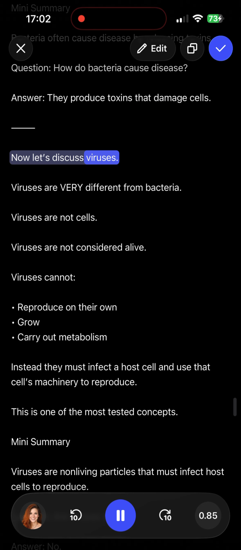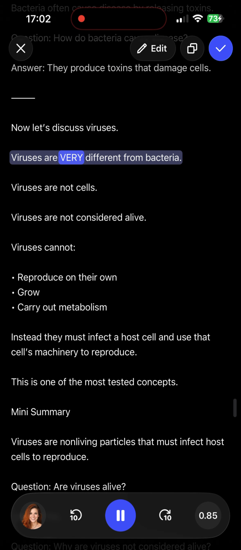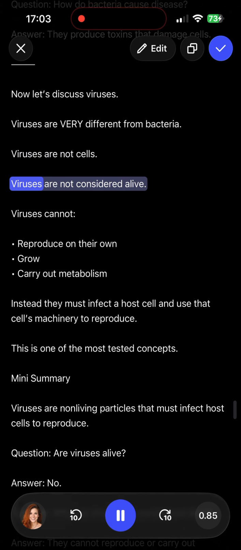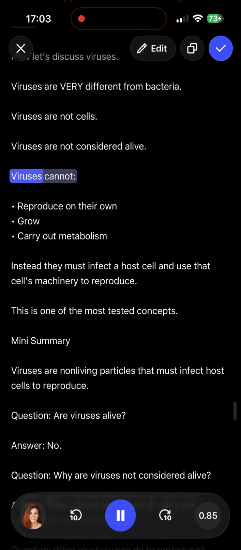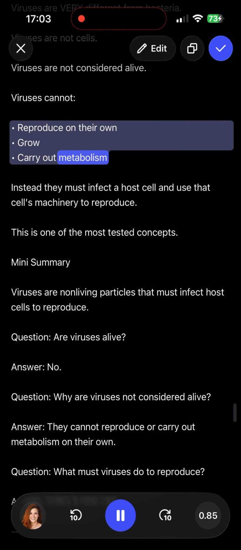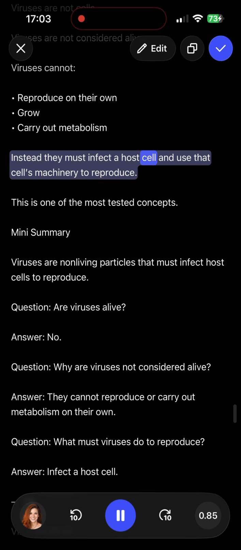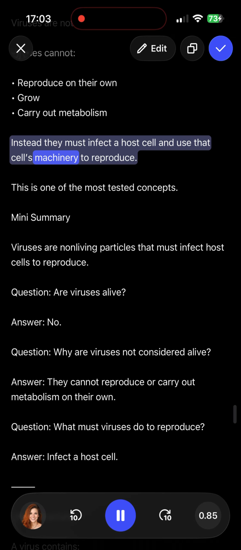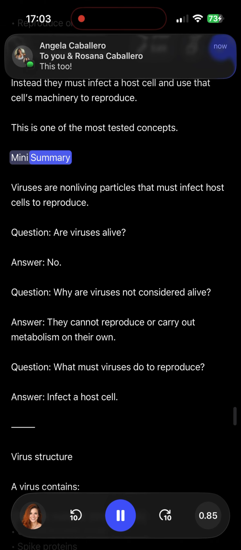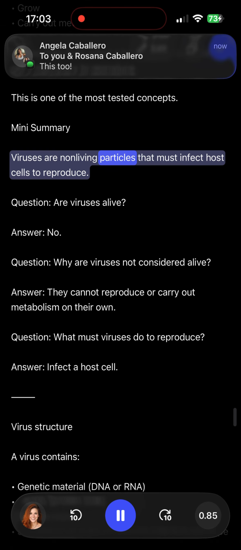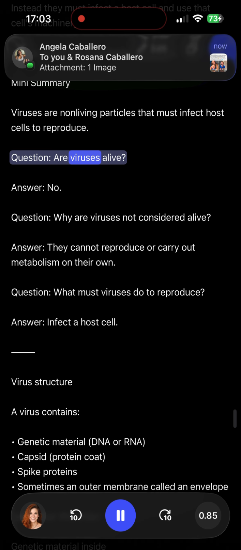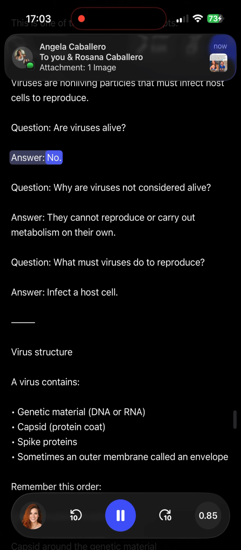Now, let's discuss viruses. Viruses are very different from bacteria. Viruses are not cells. Viruses are not considered alive. Viruses cannot reproduce on their own, grow, or carry out metabolism. Instead, they must infect a host cell and use that cell's machinery to reproduce. This is one of the most tested concepts. Mini summary. Viruses are non-living particles that must infect host cells to reproduce. Question: are viruses alive? Answer: no.